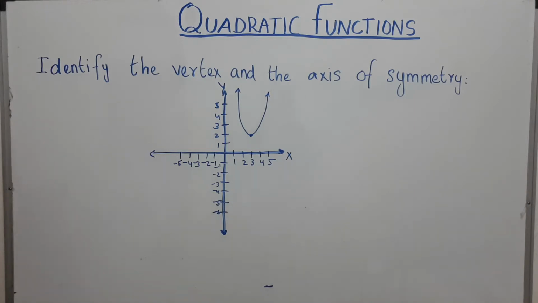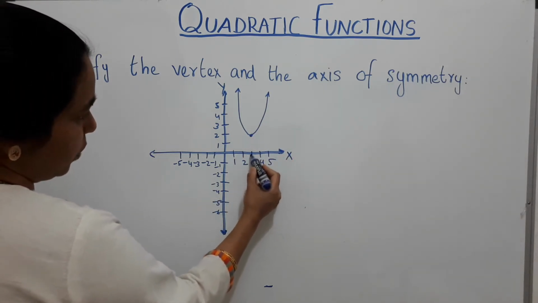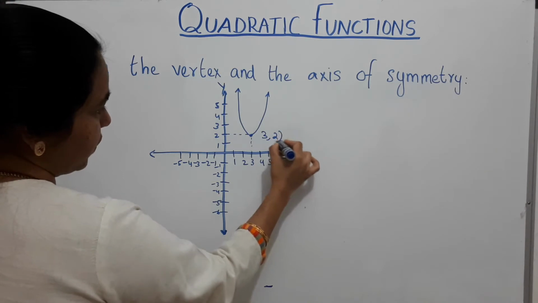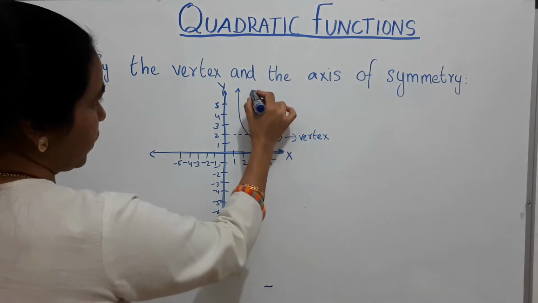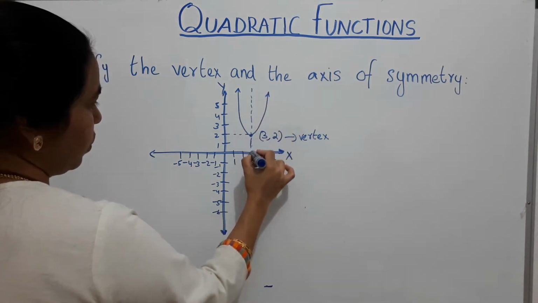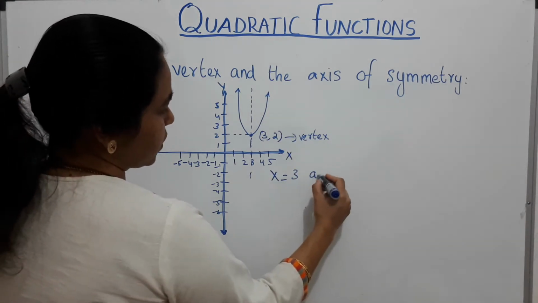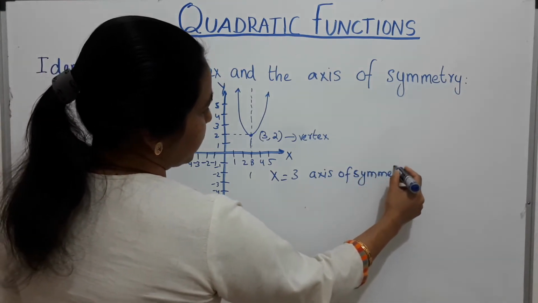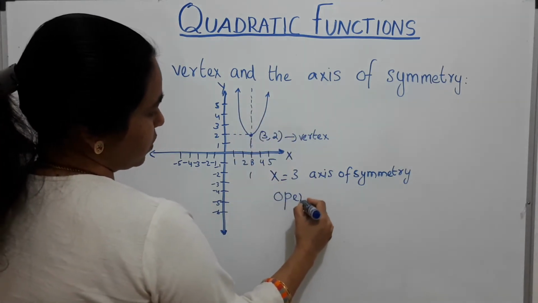In this question, we have to identify the vertex and the axis of symmetry. In this example, this is the turning point, so this is the vertex. The vertex will be (3, 2). And the axis of symmetry will be the x value of the vertex. Because it's passing through 3, x is equal to 3 will be the axis of symmetry. And the graph is opening upwards. It opens upward.